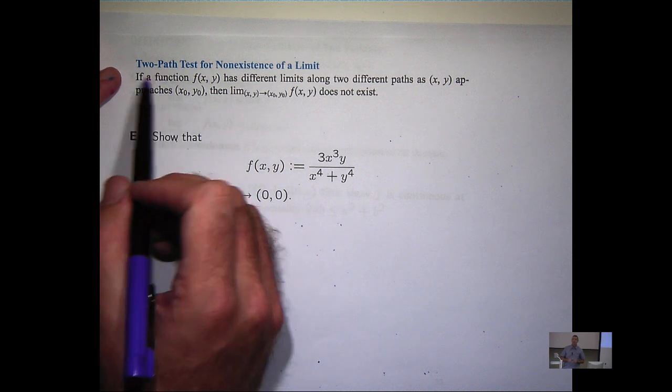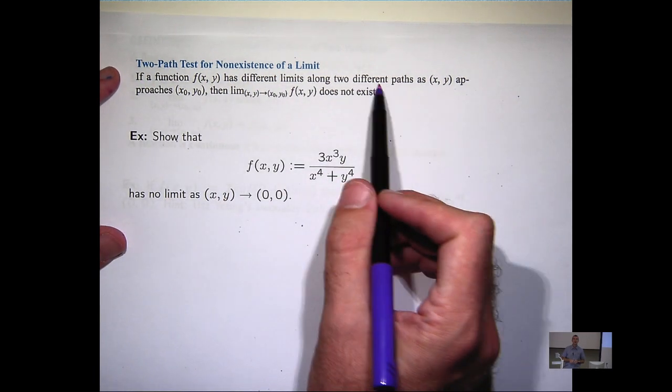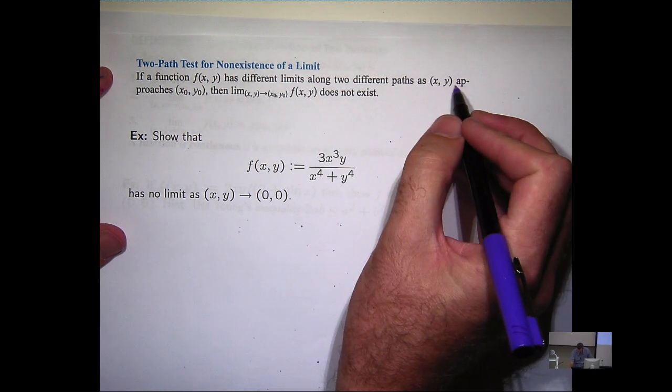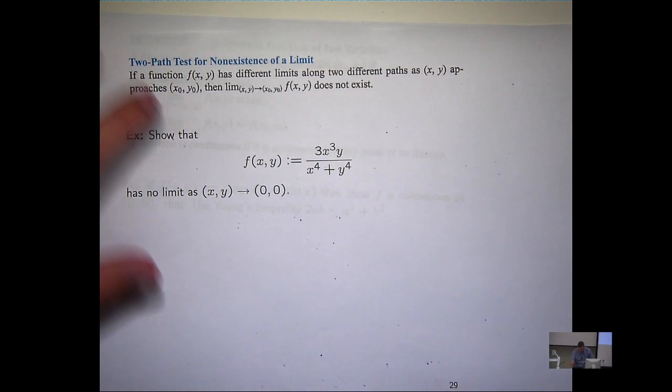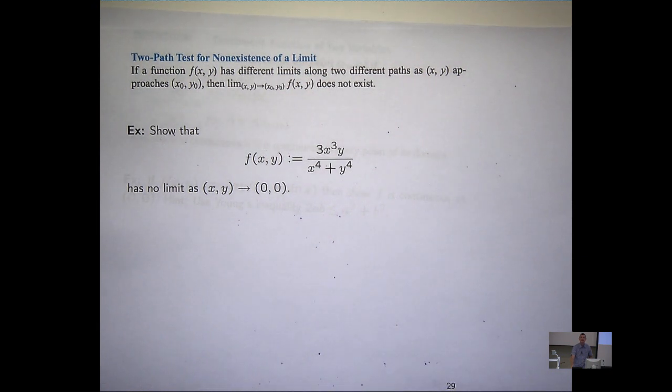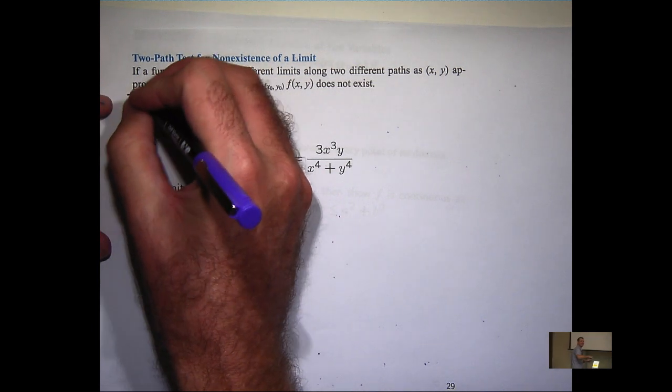So let's have a look at it. If a function f has different limits along 2 different paths or 2 different lines, as x and y approach our point of interest, then the limit does not exist. So what does that tell you? For a limit to exist, it doesn't matter what path you go down to the point that you're approaching, the limit has to be the same along every path. So if you can find one path where the limit's one value and another path where the limit's another value, you know the total limit can't exist. Okay, so let's just put this into some context.